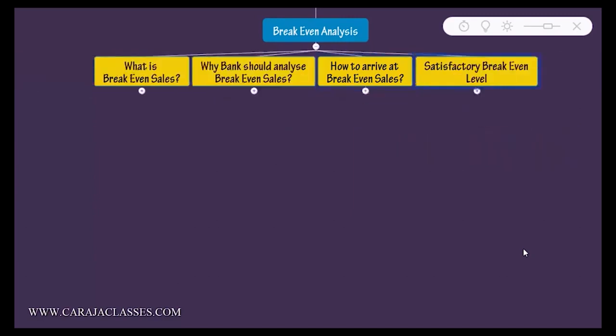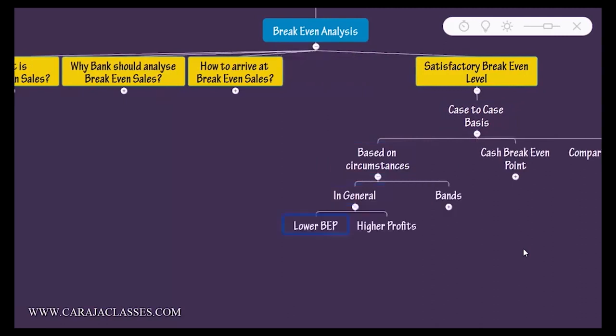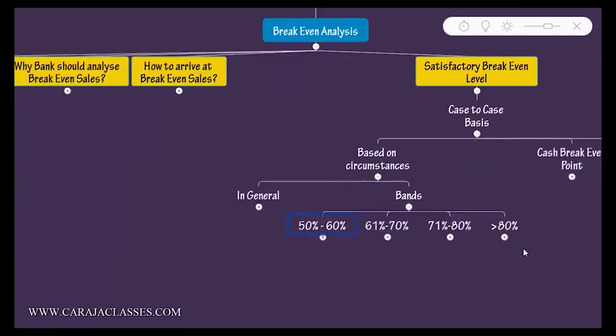Now what do we mean by satisfactory break-even level? See, this actually varies case to case. So only on a case-to-case basis can we come to a conclusion, but based on circumstances, in general, if break-even sales is lower, then it would result in higher profit, because break-even sales is the level of sales at which there is no loss or no profit. So any sales beyond break-even will give you profits. So if you achieve break-even sales at the earlier stages itself, then the sales generated beyond that will generate profit for you.